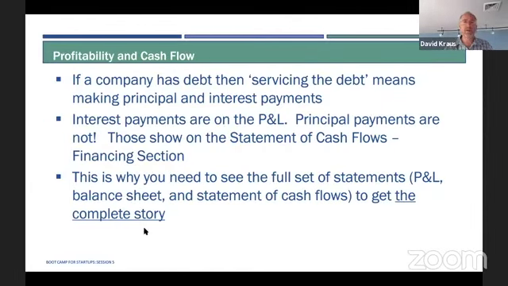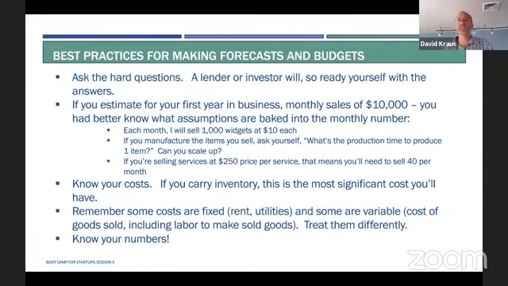Next point is if you estimate for your first year of business that you're going to have, say, monthly sales of $10,000. There's nothing wrong with starting with that as a wish or a goal, but then you've got to get into that $10,000 and say, okay, what assumptions have I baked into that monthly number? If I'm selling widgets, for example, that would mean every month I'm selling 1,000 of those widgets at $10 a piece. If you manufacture the items you sell, now you've introduced time into the equation.